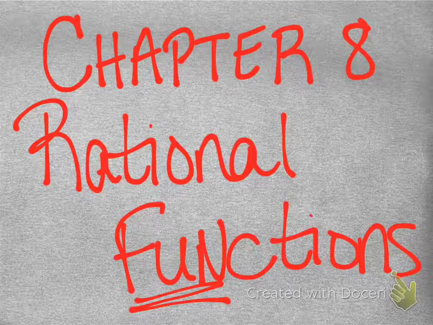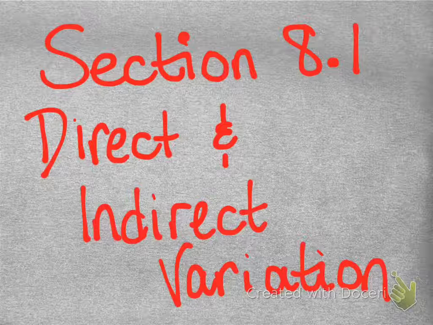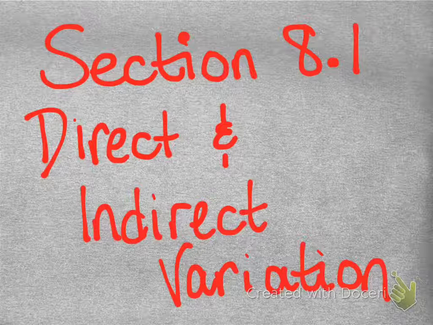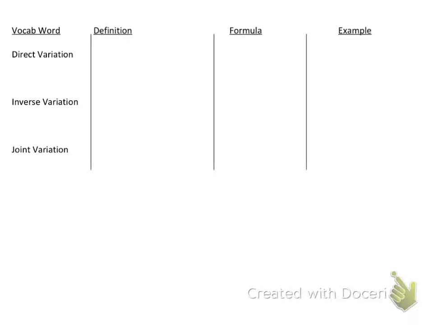Chapter 8, Rational Functions. Section 8.1, Direct and Indirect or Inverse Variation. So we're going to look at three different kinds of variation: direct variation, inverse variation, and joint variation.